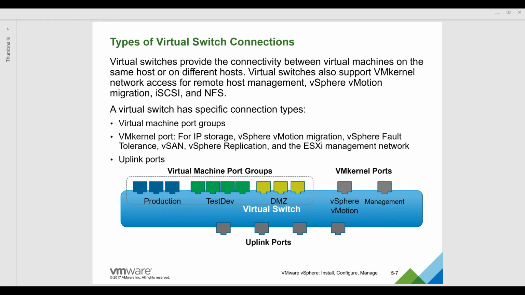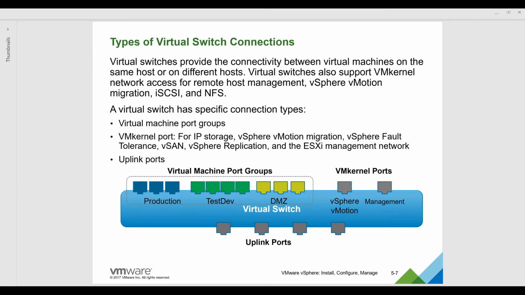Types of virtual switch connections. Virtual switches provide the connectivity basically between virtual machines on the same host or on different hosts. And with that being said, virtual switches also support your VM kernel networking access for remote host management, vMotion, which is moving your virtual machines from host to host, iSCSI, and NFS.